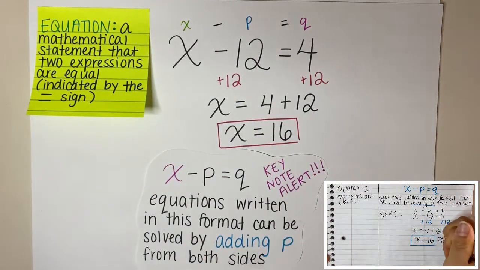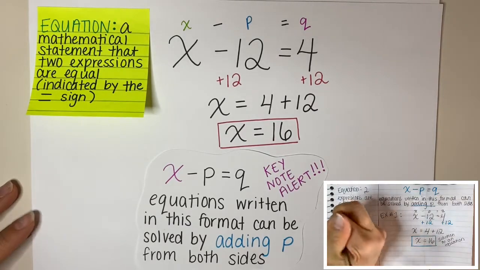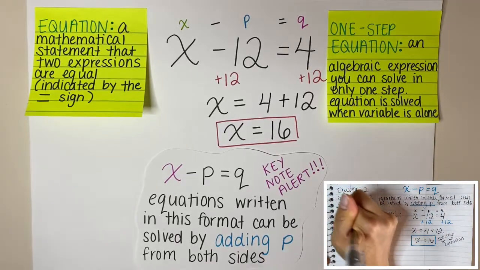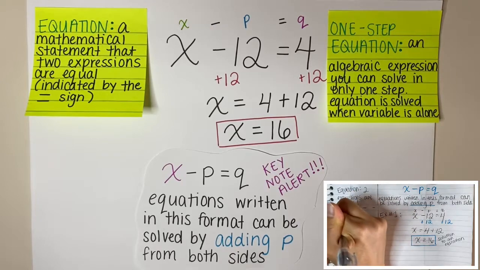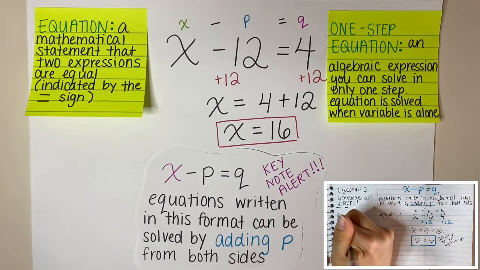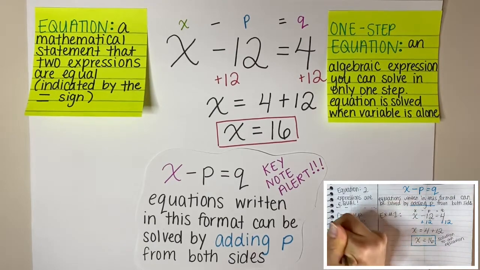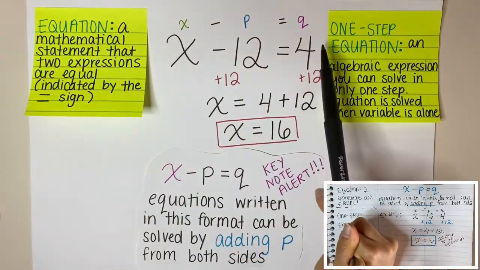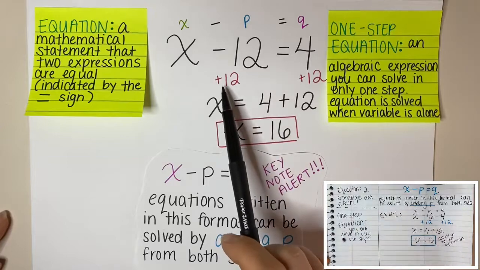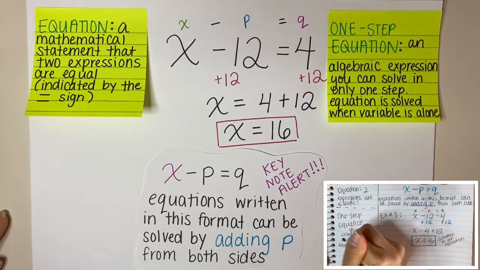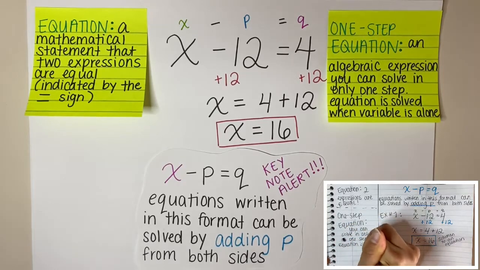Well, going back to the title page, I labeled this as a one-step equation. And you might be wondering, what does that mean? So here's a little note about what a one-step equation is. A one-step equation is an algebraic equation that you can solve in only one step. And the equation is solved when the variable is alone. So we were able to solve this equation using just one step of adding 12 on both sides to get our variable alone.